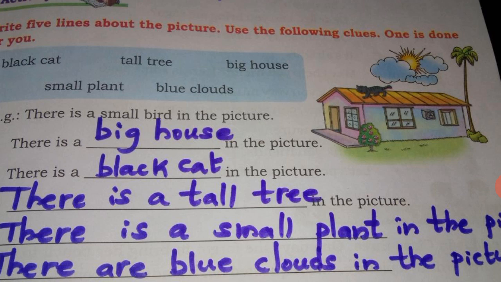Next, you can see a coconut tree. So there is a small tree in the picture. You can see a small plant. So write, there is a small plant in the picture. There are blue clouds in the picture.